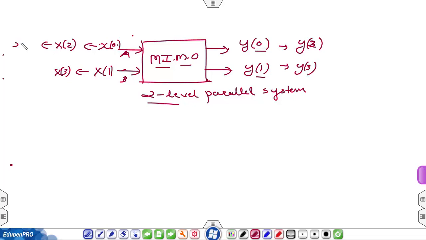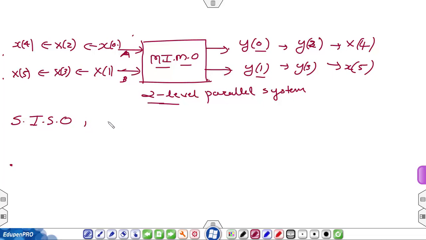After this, x(4) at port A and x(5) at port B, and the outputs will be y(4) and y(5). So if for a single input single output system, the equation is y(n) equal to a x(n) plus b x(n minus 1) plus c x(n minus 2).